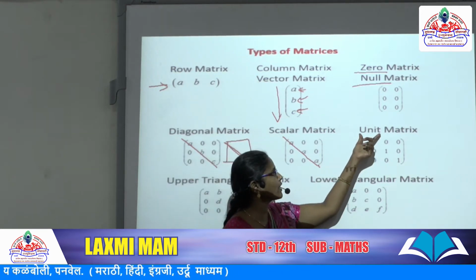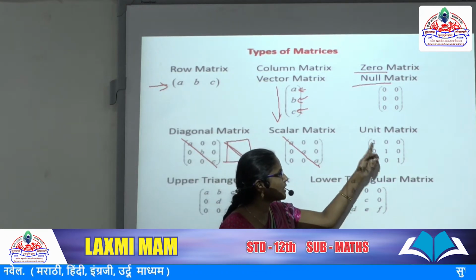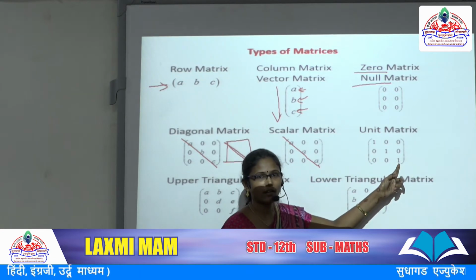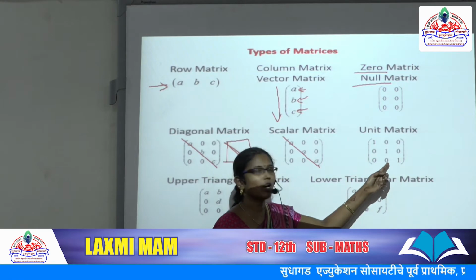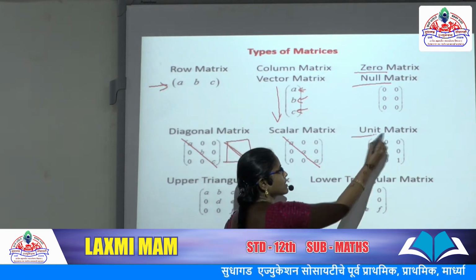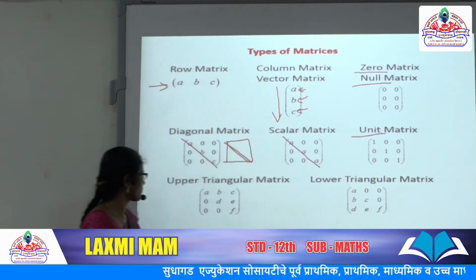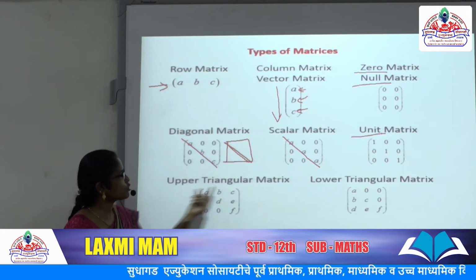The next one, unit matrix. If the diagonal is filled with 1, then the matrix is called a unit matrix. Unit matrix.